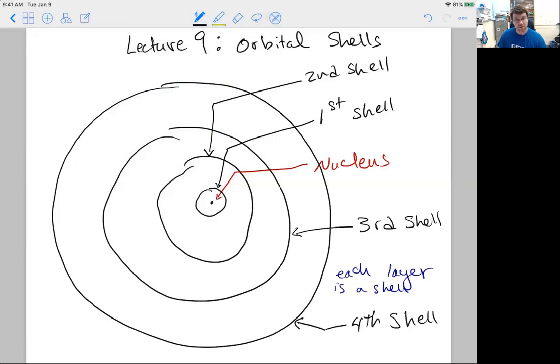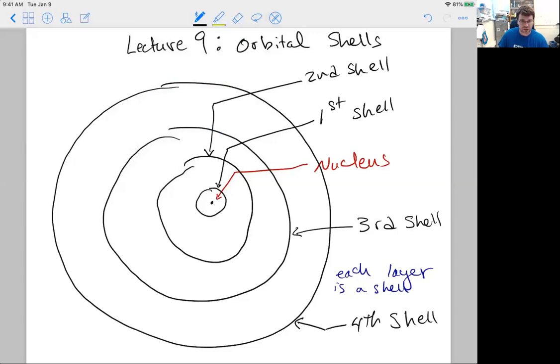We won't move beyond the fourth shell. Really, I don't think I ever moved beyond the fourth shell in college, and we're really going to stick only to the first, second, and on a very small occasion, we will dip into the third shell ever so slightly. Okay, so these are the shells.